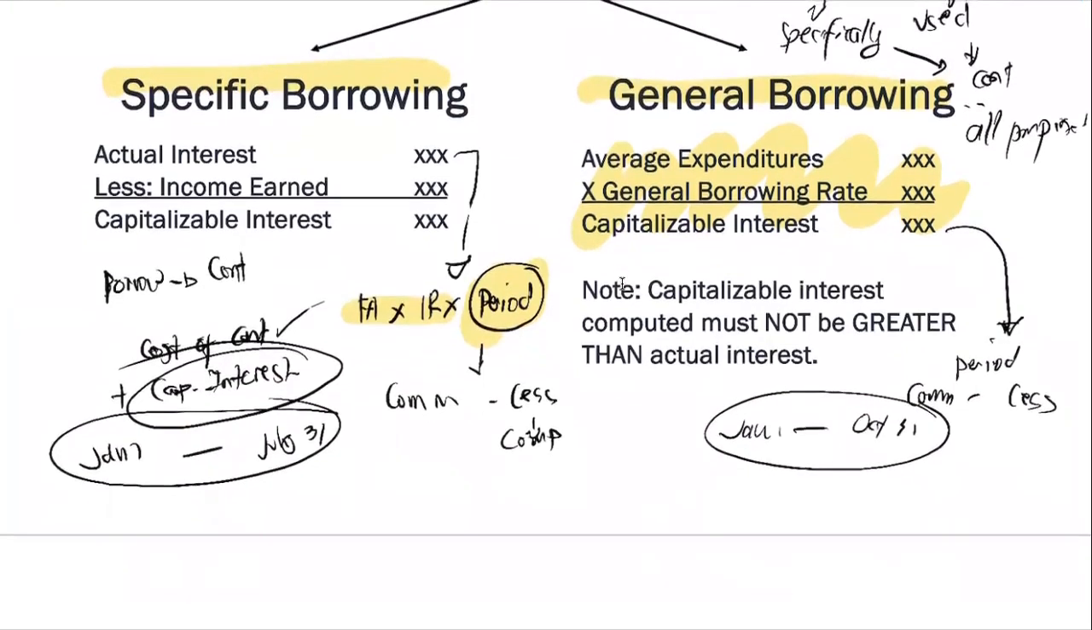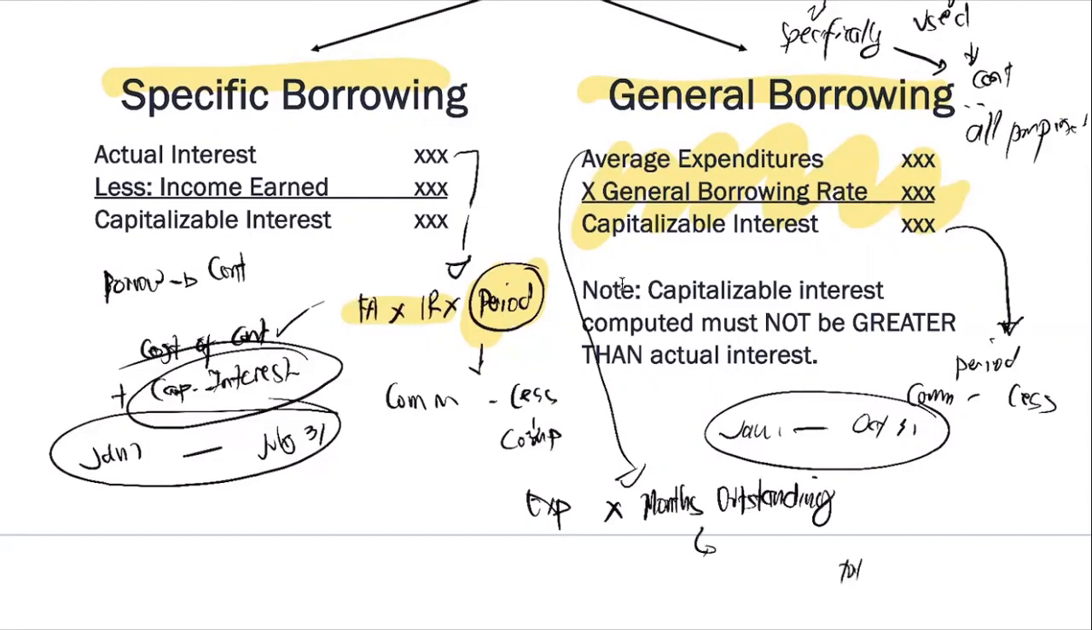Sir, how do we compute for your average expenditures? For your average expenditures, it is equal to your expenditure multiplied by your months outstanding. Sir, how do we compute for your months outstanding? That is your total months of construction, the date over the total months of construction. So the date until the total months of construction.